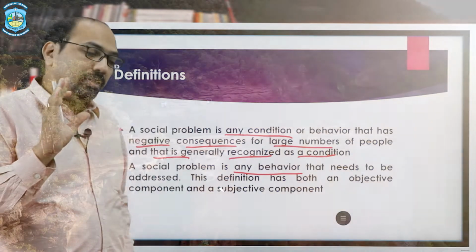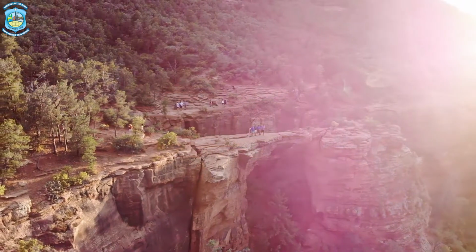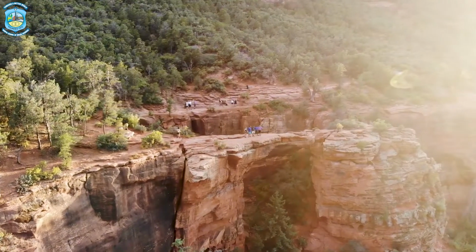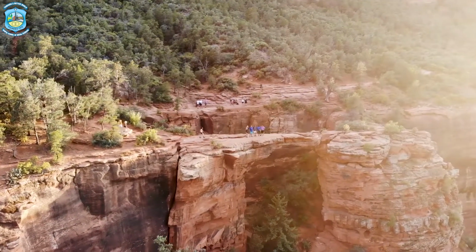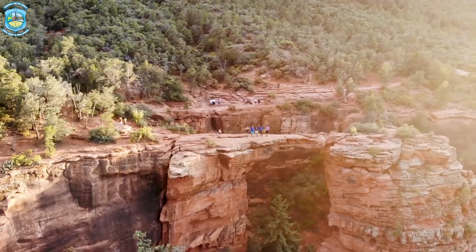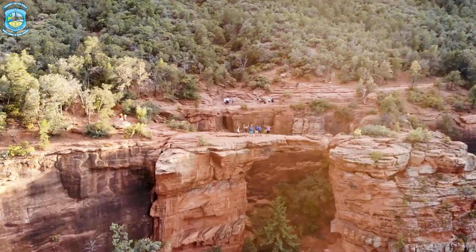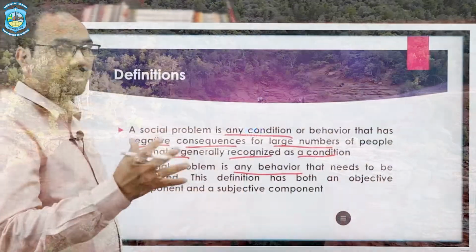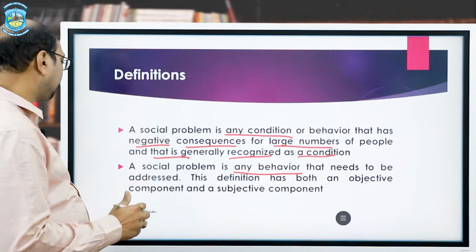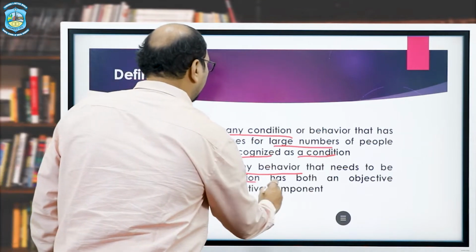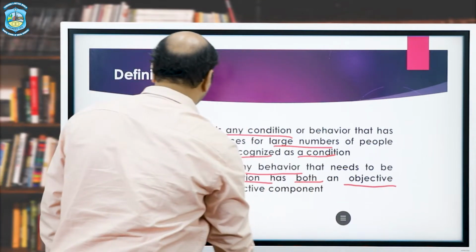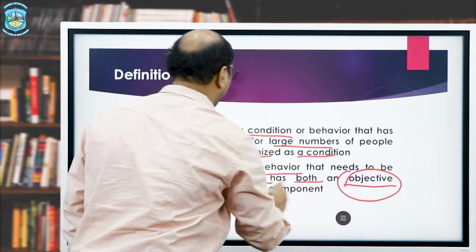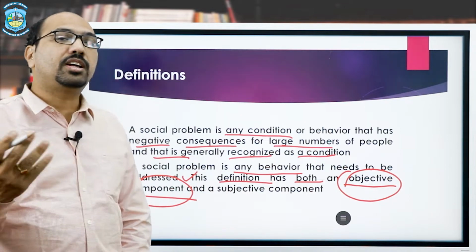So a large number of people should be of the view that a particular social condition is problematic and has negative consequences for the large number of people. If this condition is met, then that kind of social situation can be termed a social problem. At the same time, it is very important to note that any social problem has two components, that is objective component and subjective component. What are these two components?